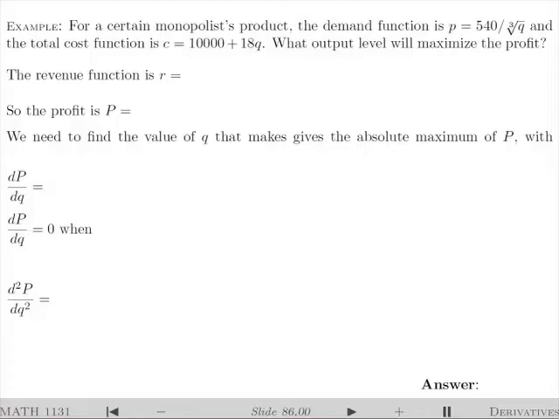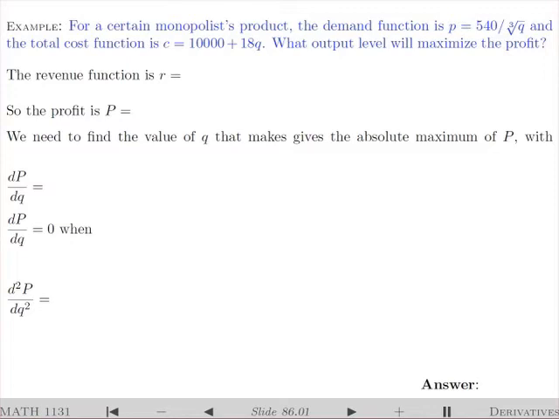Welcome. In this session, we are going to do another example of a word problem where we have to find absolute extrema over an infinite interval. This time, it's about finding maximum profit. We are given the demand equation in the form P equals an expression in Q and the cost function as a function of the quantity Q, and I have to find the output level at which the maximum profit occurs.